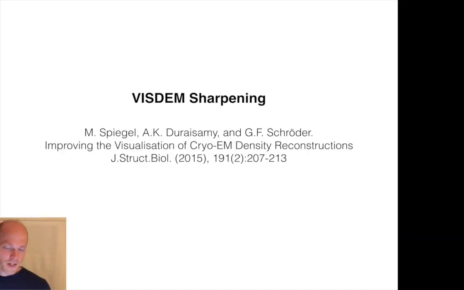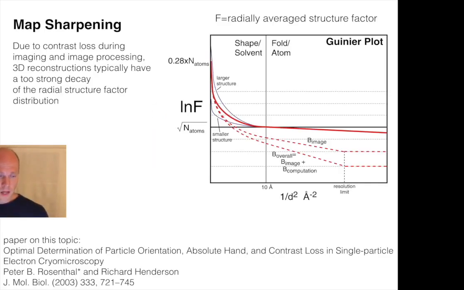Okay, so here I will tell you about the density map sharpening approach that we have developed that we call VISDEM. In cryo-EM, due to a contrast loss during the imaging and also later on during the image processing, 3D reconstructions usually have a too strong decay of the radial structure factor distribution.